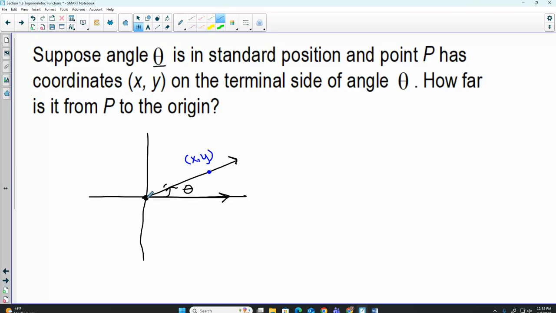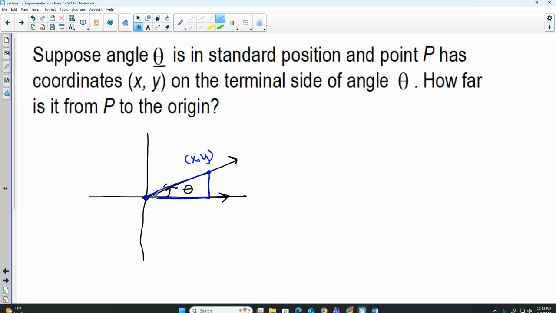If I want to know how far is it from here to here, could we come up with an expression to find that? There's really two different options. We could do the distance formula. Remember we did talk about that last semester in college algebra. Or we could think of it as a right triangle and do Pythagorean theorem. Okay, both ways will work. If you think Pythagorean theorem, that might be a little bit easier.